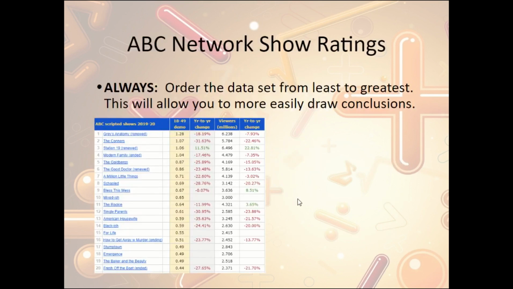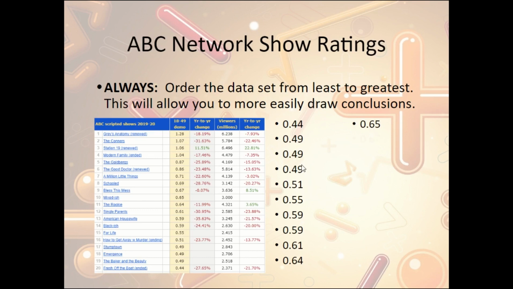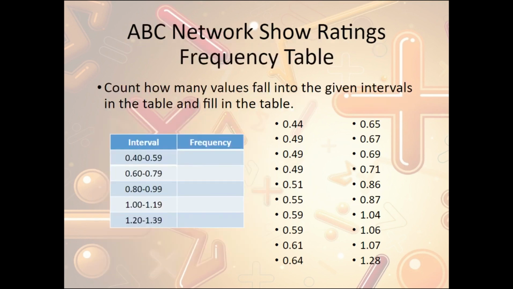Let's take a look at an example of this. We have a table here. This represents all of the shows on ABC. The first thing we're going to do is put them in order from least to greatest, and we're going to go by this demographic here. So we put these all in order from least to greatest. And this is them in order. Now we can break these up into intervals.